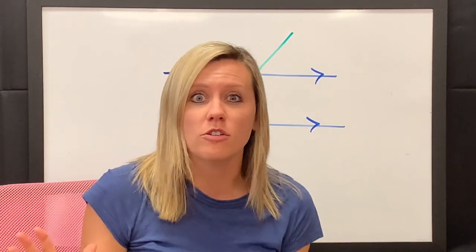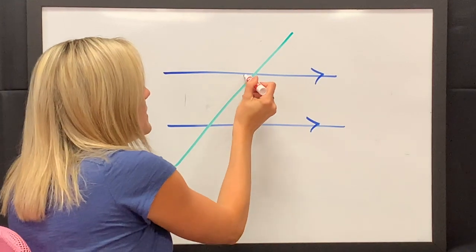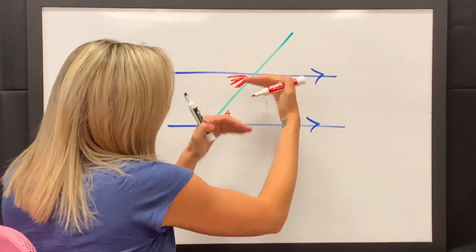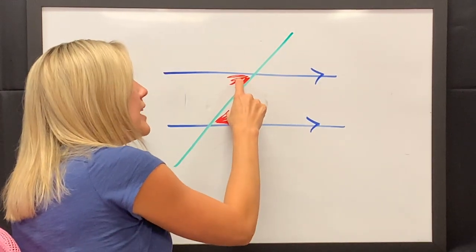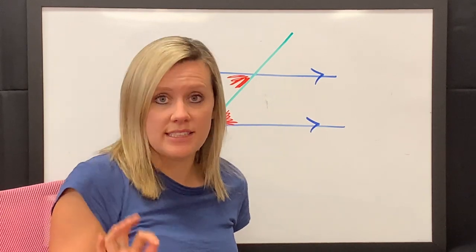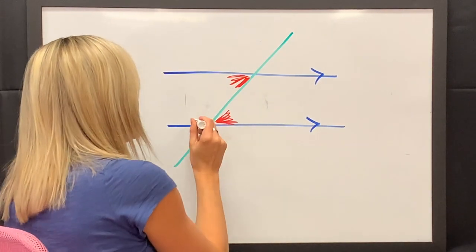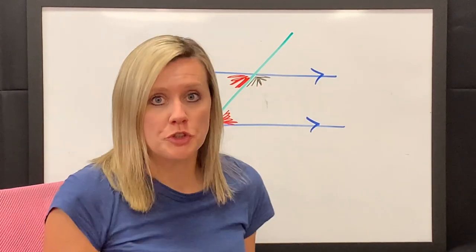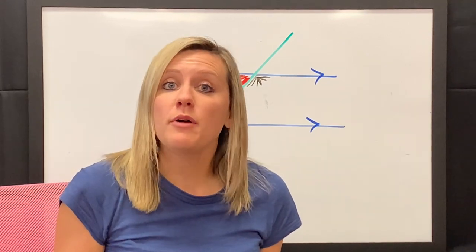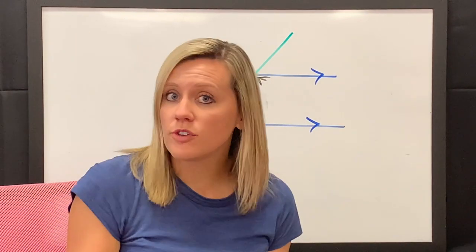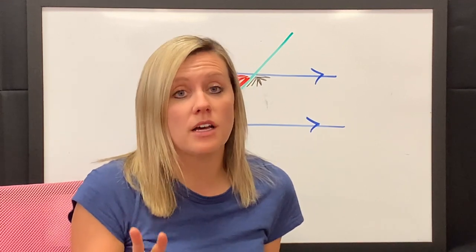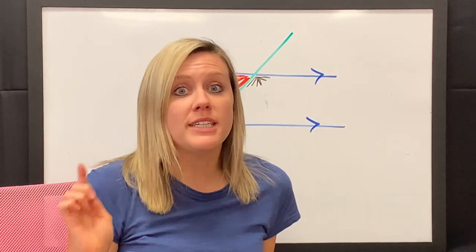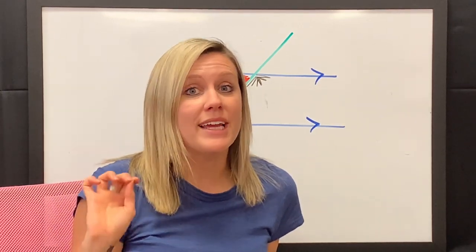Alternate interior angles. So alternate would be on opposite sides of this transversal, and interior means inside the parallel lines. So these 2 angles right here would be called alternate interior angles. And then this angle here and this angle here would be called alternate interior angles. Whenever you have 2 parallel lines and then a transversal, you are going to get 2 sets of alternate interior angles. And one more thing to know is alternate interior angles are also equal to each other.